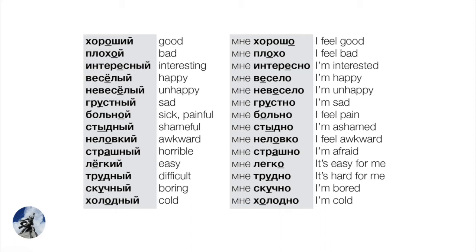Интересный, мне интересно. Веселый, мне весело. Невеселый, мне не весело. Грустный, мне грустно. Больной, meaning painful or sick. Мне больно. It's painful for me, or I feel pain, I'm hurting, I'm sick, I'm aching. Стыдный, мне стыдно. I'm ashamed, I'm embarrassed. Неловкий, awkward. Мне неловко. So that can mean I feel awkward, I feel embarrassed, I feel uncomfortable.